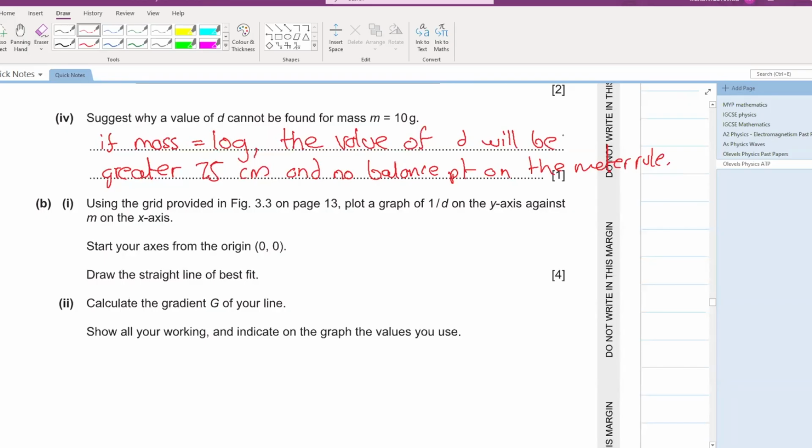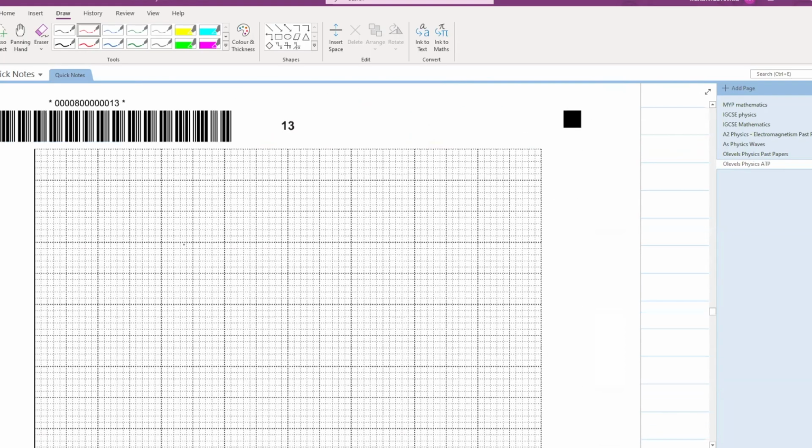Use the grid provided on figure 3.3 to plot a graph of 1 over d on the y-axis against m on the x-axis. Perfect. Now the examiner has already told you to start the origin from 0, 0. Draw the straight line of best fit. So you have to plot 1 over d on the y-axis, mass on the x-axis. Let's go to the graph.